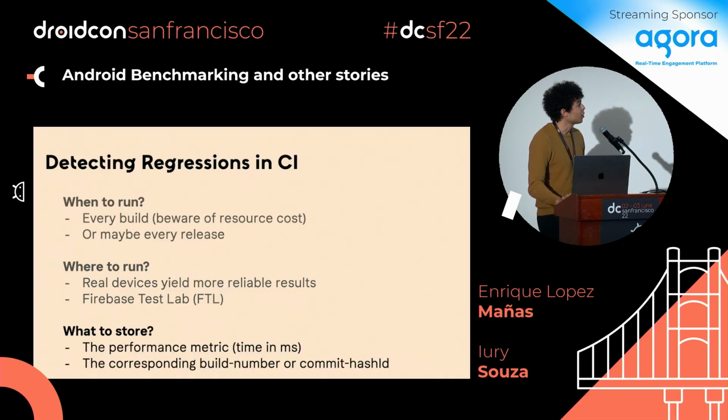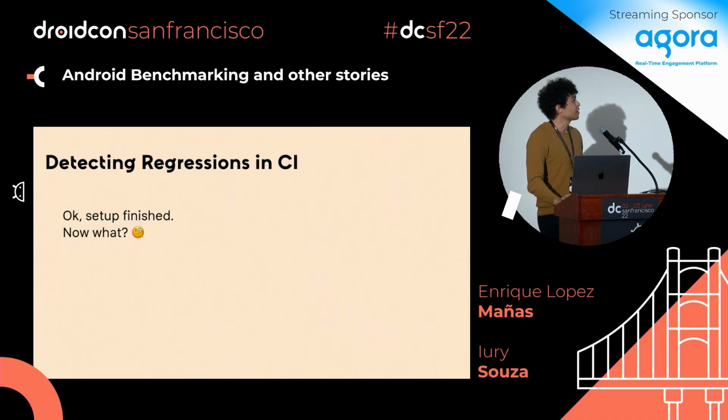And also you have to think about what to store. In our case, we're going to be storing these performance metrics, this time in milliseconds. This is what we are actually interested in. And you also need to store the corresponding build value for that benchmark. So on one hand, you have the milliseconds value of your benchmark. In our case, it's about startup time. So you have that startup time, and you have a build or a commit hash ID, something to relate it to. So you have these two pieces of information, right? This is the basic setup.